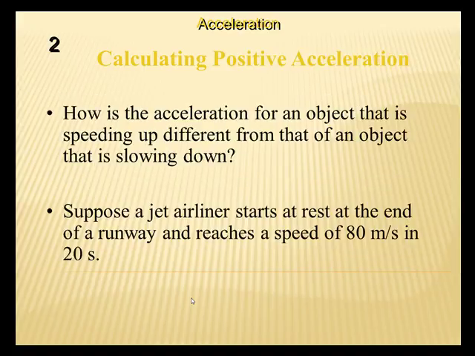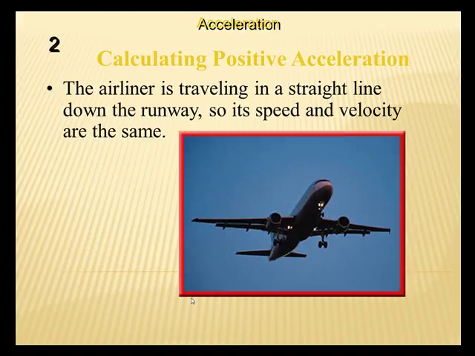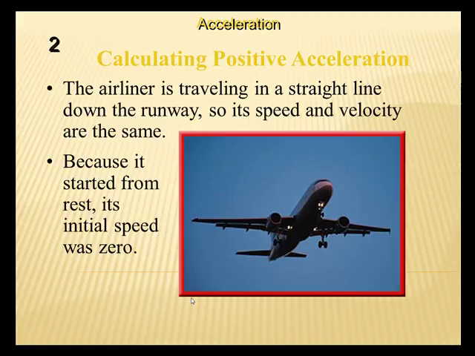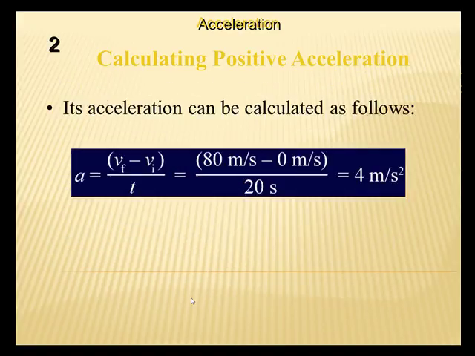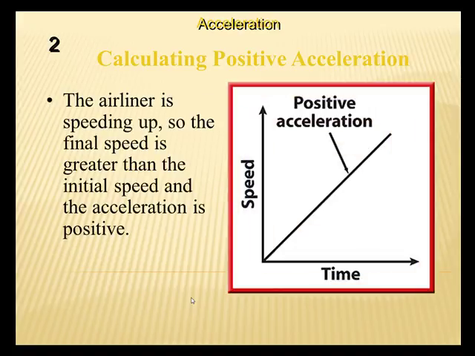How is the acceleration for an object that is speeding up different from that of one that's slowing down? Well, if we have the jet airplane on the track waiting to take off on the runway, and it's going to gain speed up to 80 meters per second, so it's starting at the end of the runway, sitting and waiting to take off, so its beginning velocity is 0. As it takes off down the runway, it reaches a speed of 80 meters per second, which would be its final velocity, divided by the time it took, which was 20 seconds. The airliner is speeding up, so the final speed is greater than the initial speed, and the acceleration is positive.